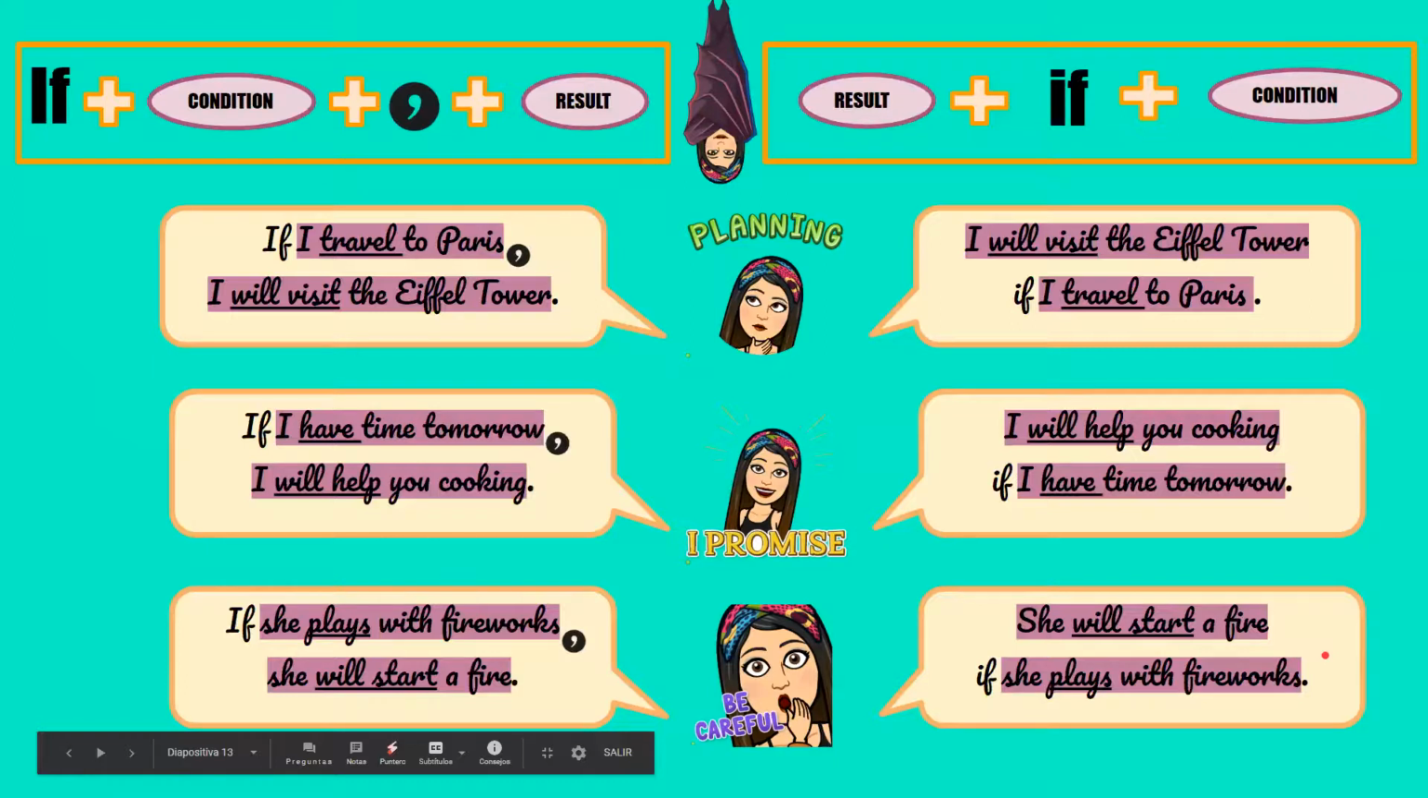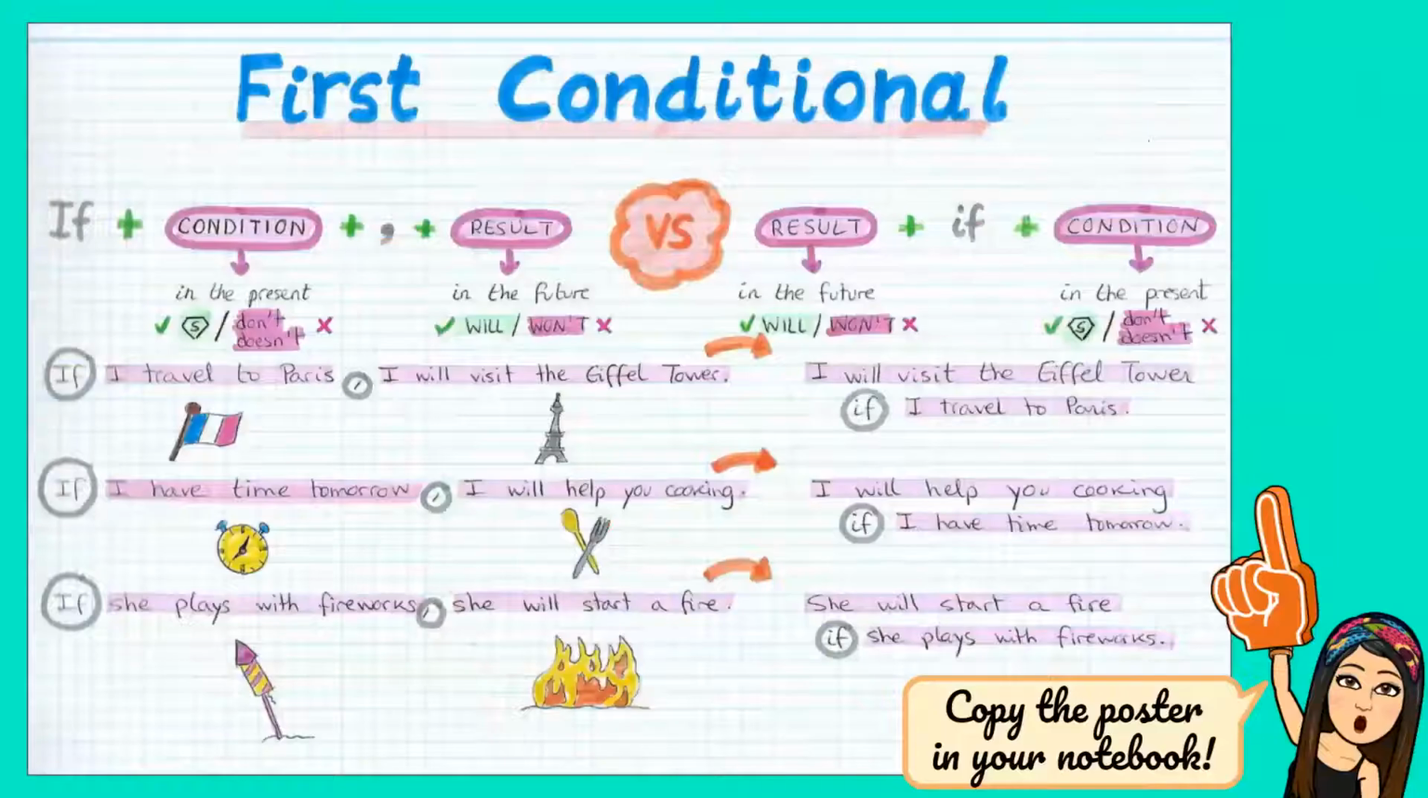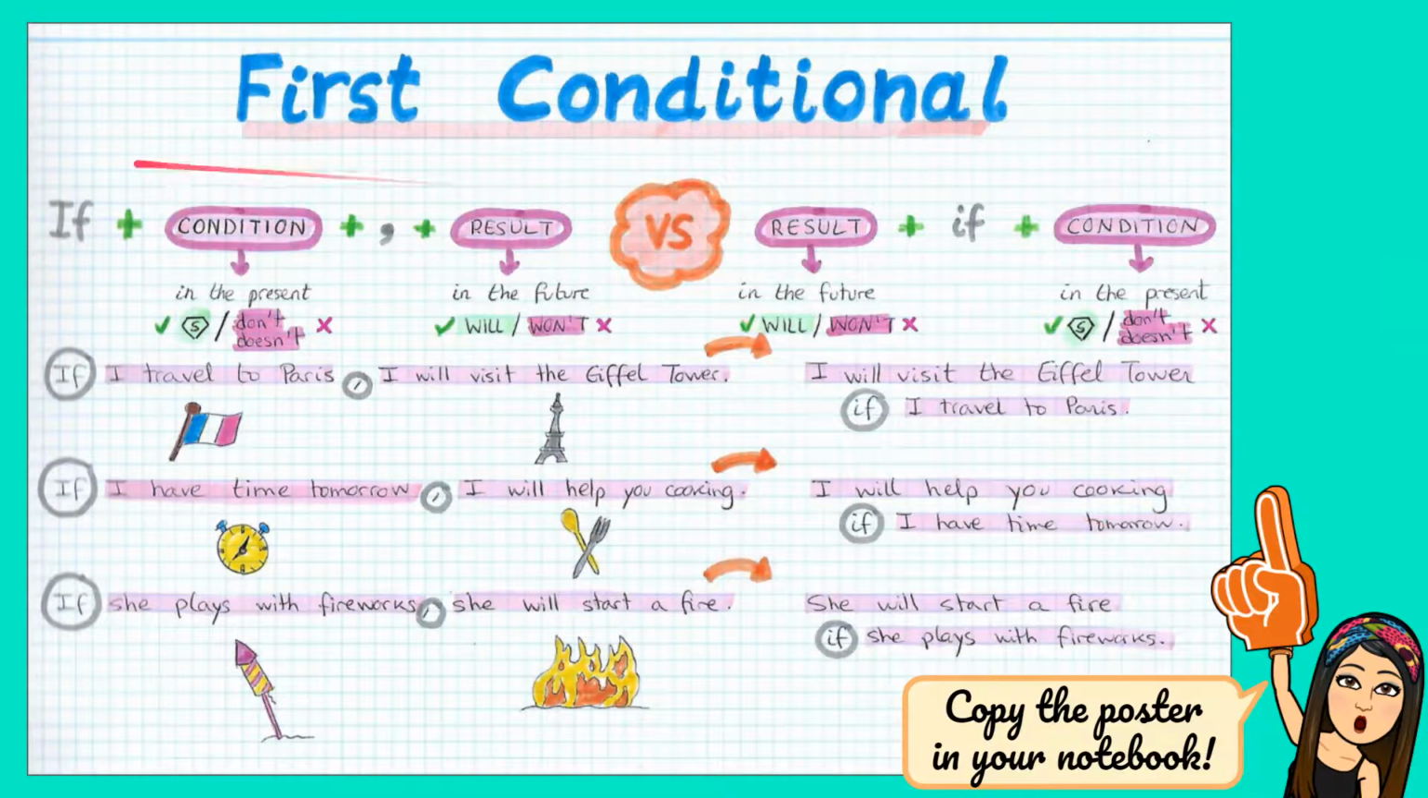So as you can see, in this grammar issue, in the conditional, we have a parallelism between English and Spanish. So if you think in Spanish, I think that this will help you in English. And this is the poster I would like you to copy into your notebook, okay? So here you have the title, you have the two formulas, okay? If, condition, comma, and result, or in the other order. First the result, then if, and then condition. You may observe that here we need a comma, but we don't need the comma in this other formula, okay?